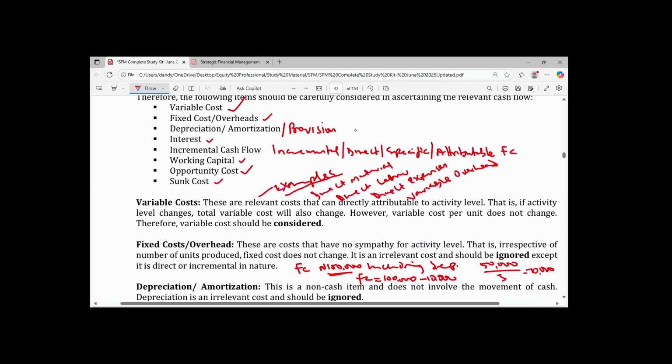Then the next area we are going to discuss is this line item here. So if you are given incremental, direct, specific, or attributable fixed costs, they are all relevant. When you are given incremental fixed cost in a question, you must include it, you must consider it. If you are given a direct fixed cost, it is relevant. If you are given specific fixed cost, it is relevant. If you're also given attributable fixed costs, all of them are relevant. You must consider it.